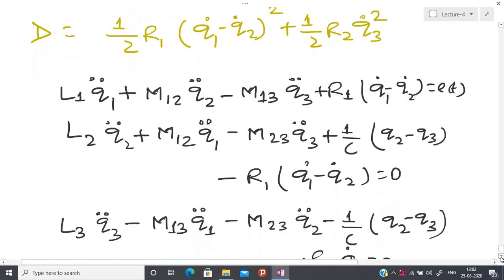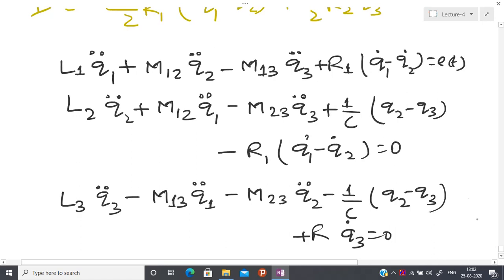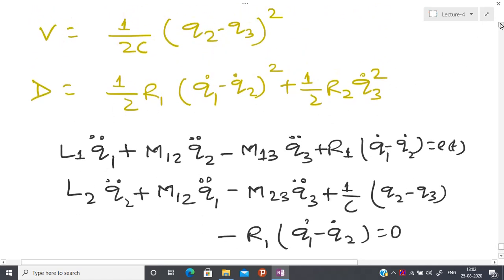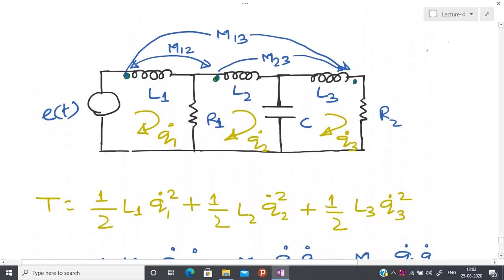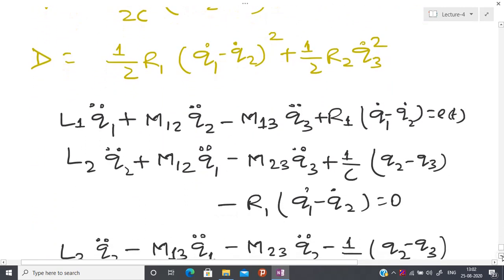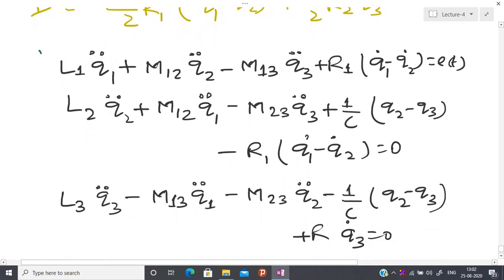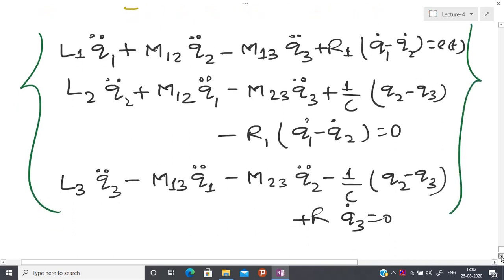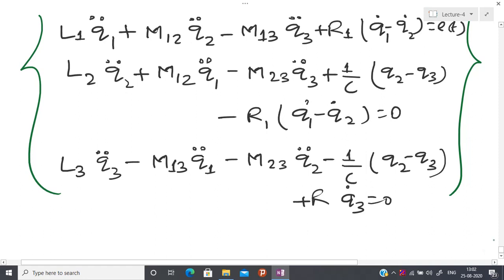Again by solving these equations, you can see that this circuit has 3 degrees of freedom. Due to that reason I have q1, q2, q3, q1 dot, q2 dot, and q3 dot. So I have 3 sets of second order differential equations. So this is a sixth order system. In this way, with the help of the Lagrangian, I can specify the dynamical behavior of the system.